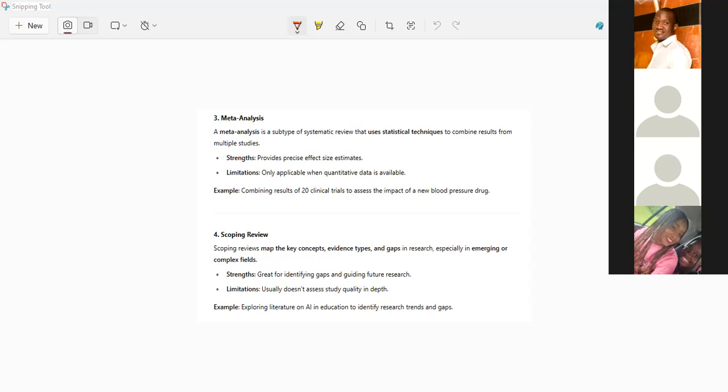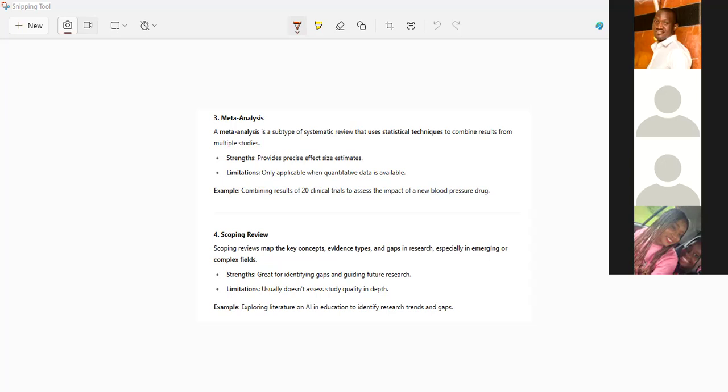It uses quantitative statistical methods to aggregate and analyze data from multiple independent studies. It allows you to calculate the overall effect size or relationship between the variables, and it produces a more precise estimate of the effects. Its strengths are that it ensures statistical power and is useful for identifying patterns. The limitation is that it's only feasible with quantitative data.